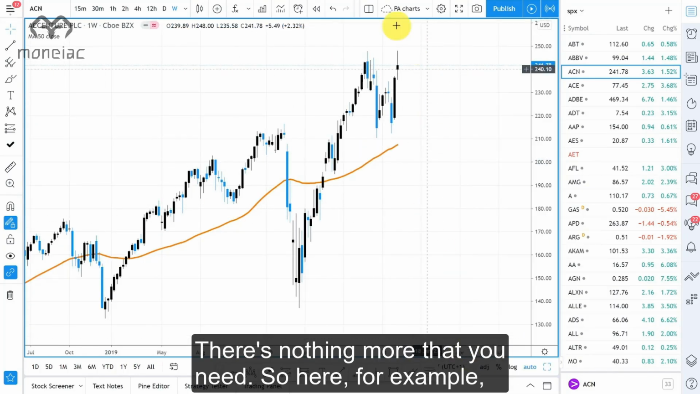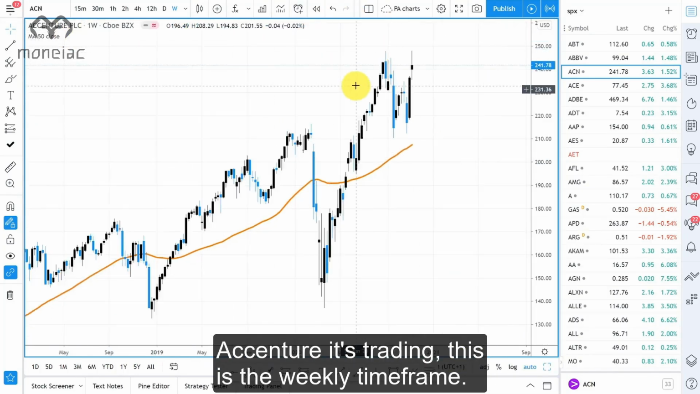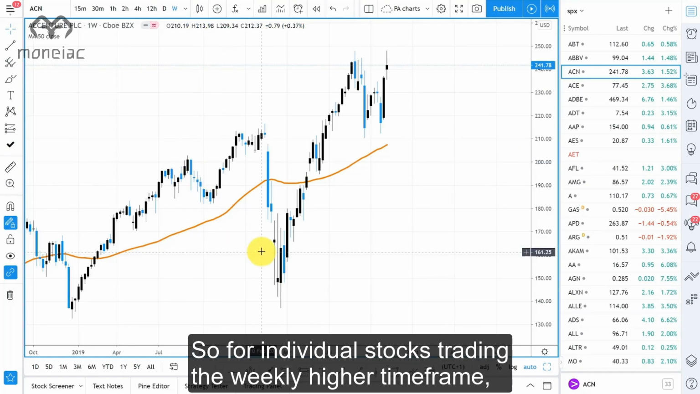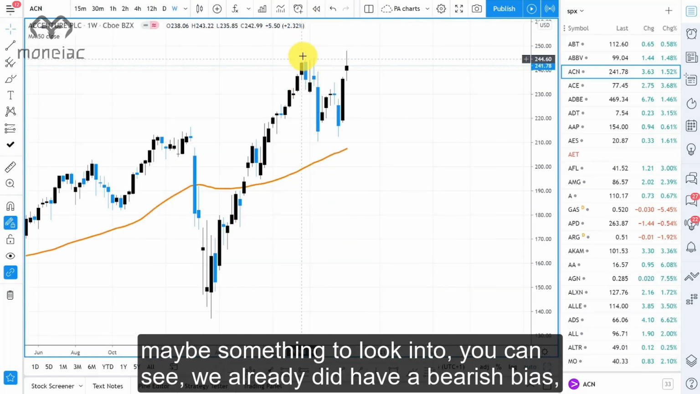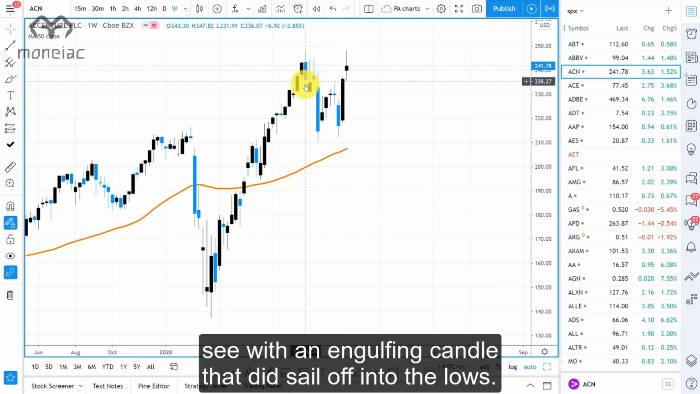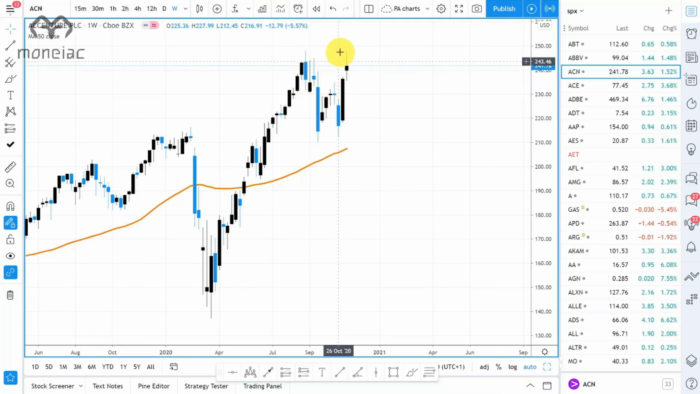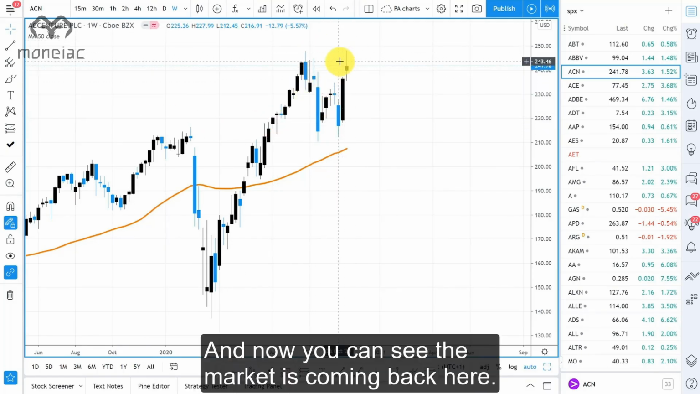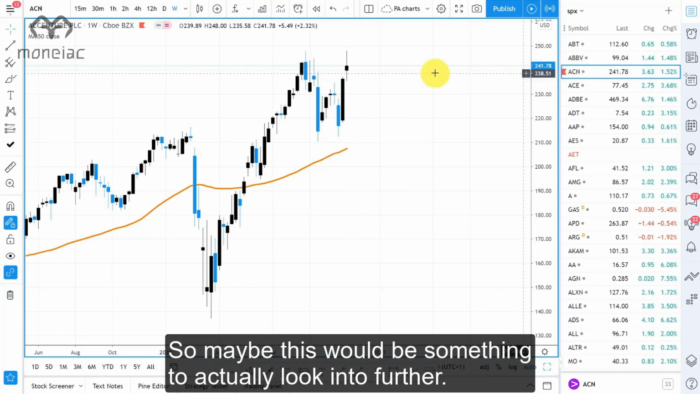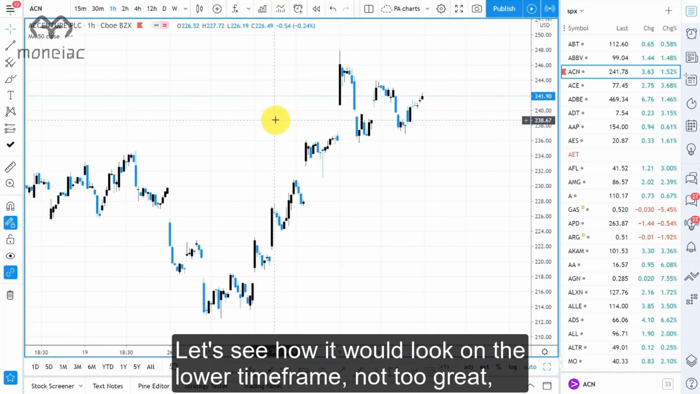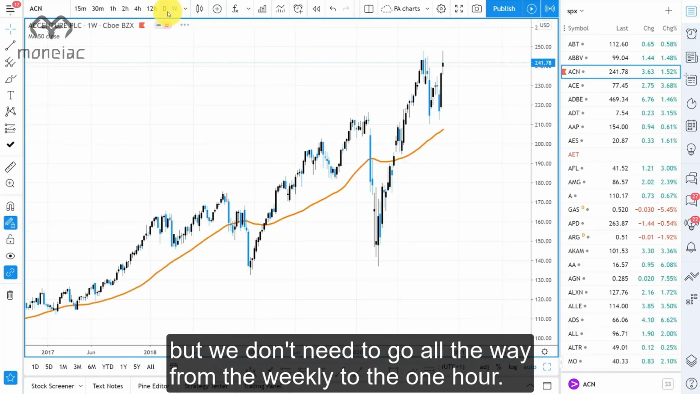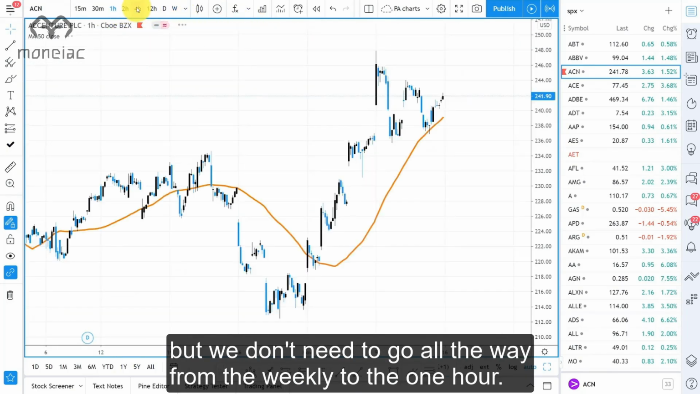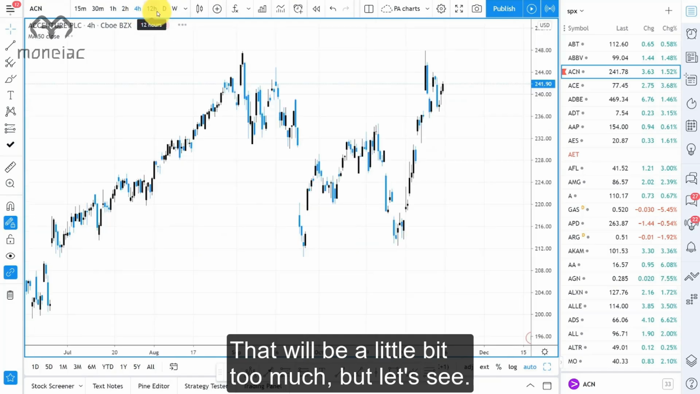So here, for example, Accenture, this is the weekly time frame. So for individual stocks, trading the weekly higher time frame may be something to look into. You can see we already did have a bearish bias here with an engulfing candle that did sell off into the lows. And now you can see the market is coming back here. So maybe this would be something to actually look into further. Let's see how it would look on the lower time frame. Not too great, but we don't need to go all the way from the weekly to the 1 hour. That would be a little bit too much.